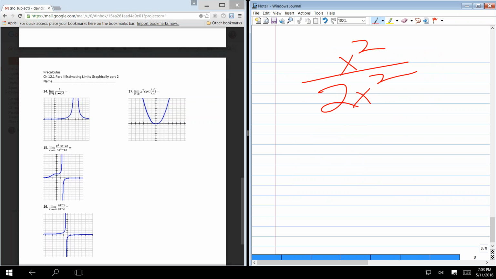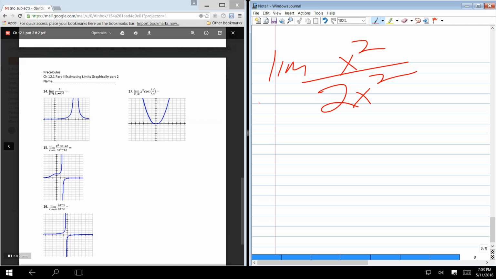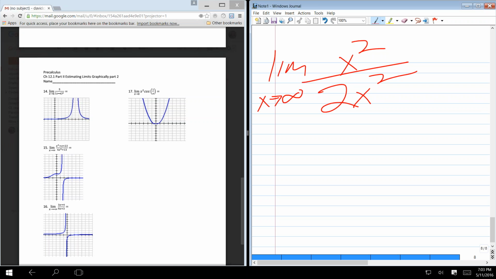What's the limit of that as x goes to infinity? 1/2? Yep. That's all you need to know. As x goes to negative infinity, still 1/2. Especially with the even power, because negative infinity squared becomes positive infinity.